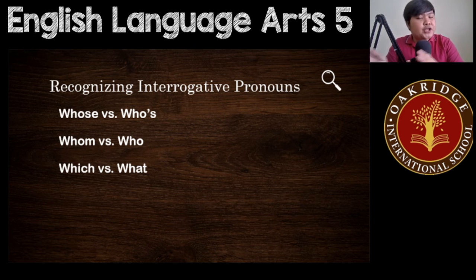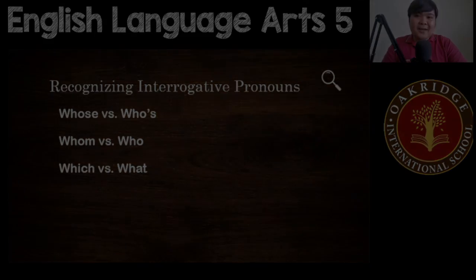And again, which versus what. If you are presented with a choice, that means a group of words combined by the word or, like the cat, the dog, or the chicken, you would use which. But if you're presented with a series, the cat, the dog, and the chicken, the words combined by and, you would use what. And that ends our topic for recognizing interrogative pronouns.